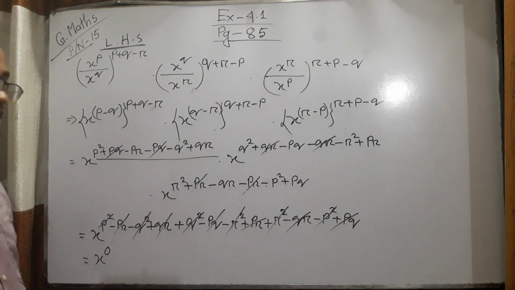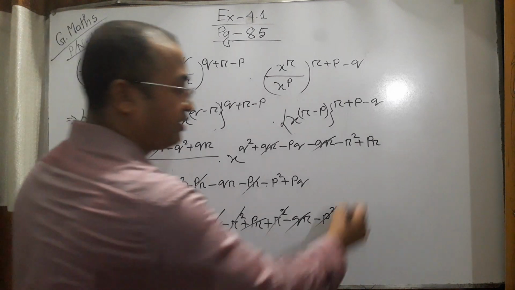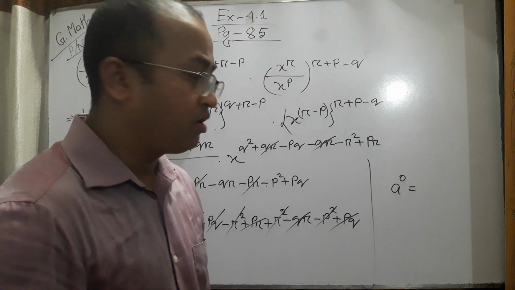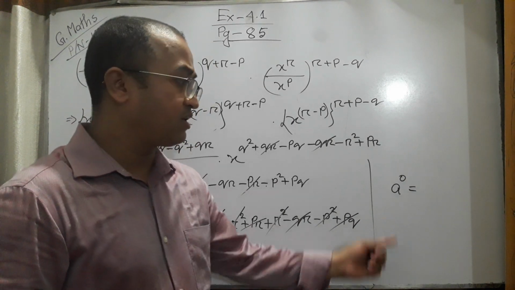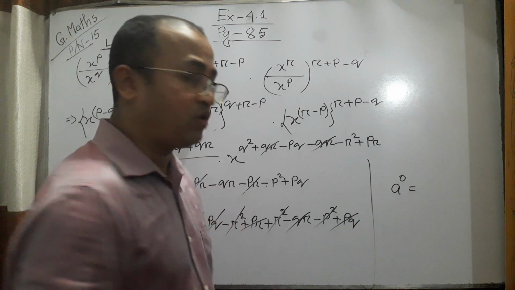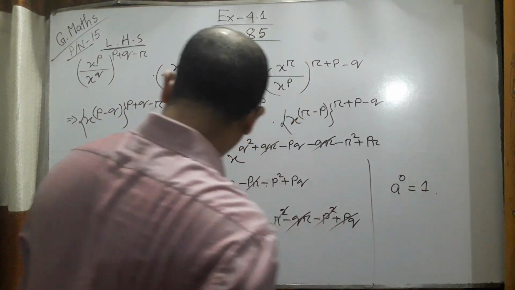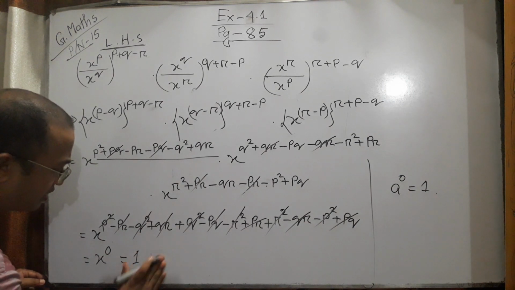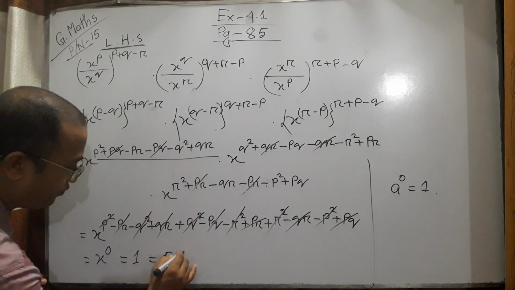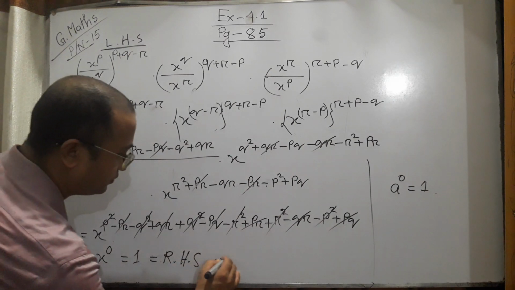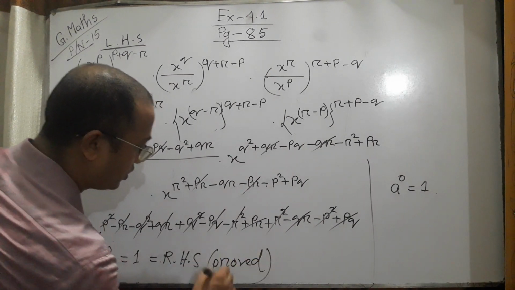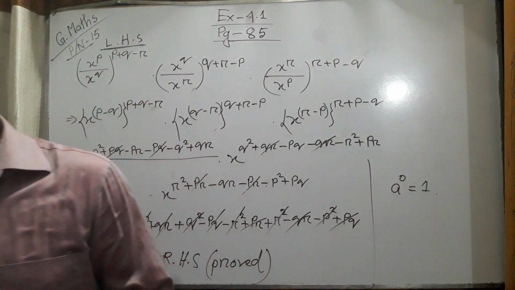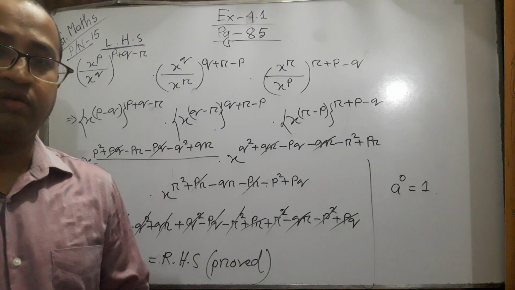Now x to the power 0. Here the property a to the power 0. Can you remember what I told at the beginning of my class, that a to the power 0 is equal to 1. So this is 1, the right hand side. Good. Similarly, you can prove all the numbers from question number 9 to 14.